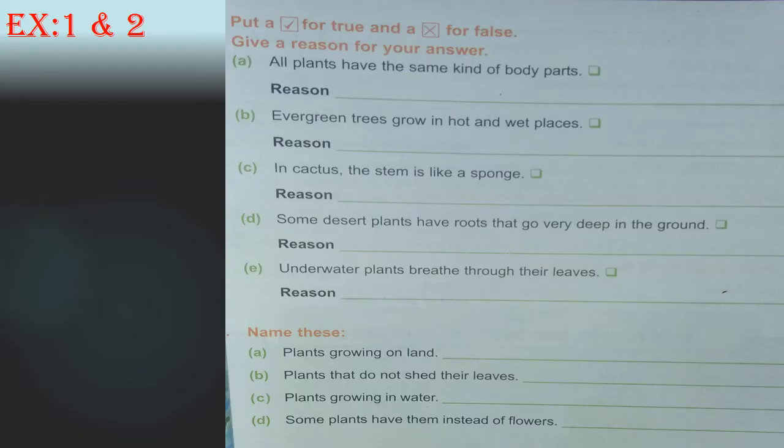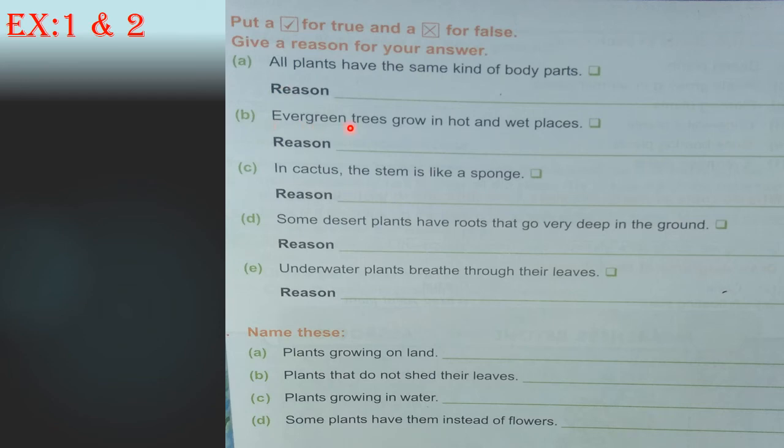So students, here are your book exercises. I am going to explain to you how you are going to do them. On page number 5, there are exercises 1 and 2. So exercise 1 is put a tick for true and a cross for false, and give a reason for your answer. So number 1 is all plants have same kind of body parts. What do you think? All plants have same kind of body parts? No, plants have body parts according to their habitat.